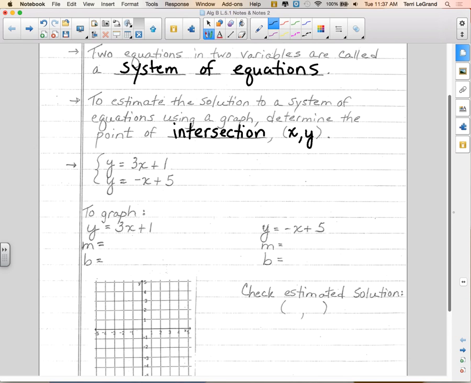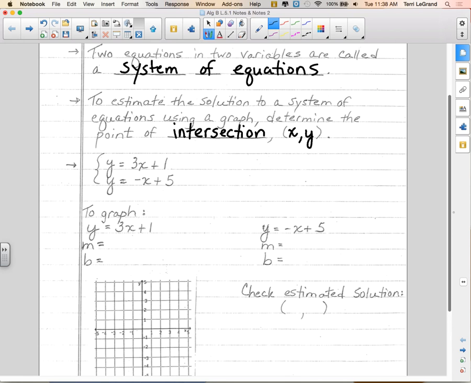Okay, y equals 3x plus 1, y equals -x plus 5. That's our system of equations. We have two equations with two variables. They both have x's, they both have y's. They don't both have to have the x's and y's, but at least one of them does. If they both have x's and y's, cool. If only one of them does, cool. We still can use this method to solve.